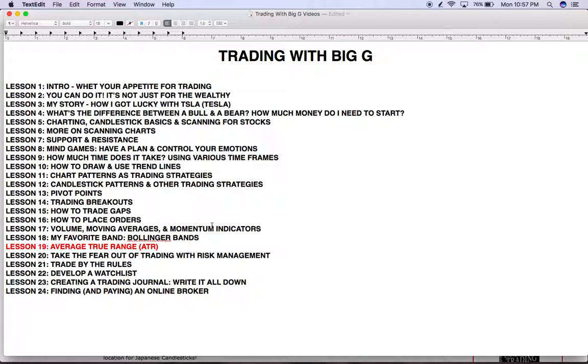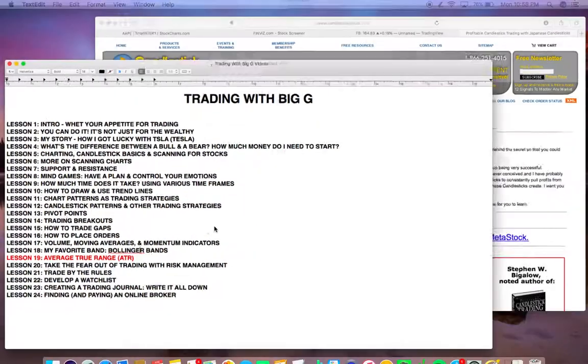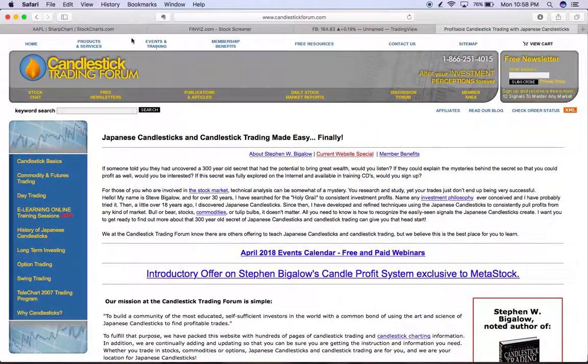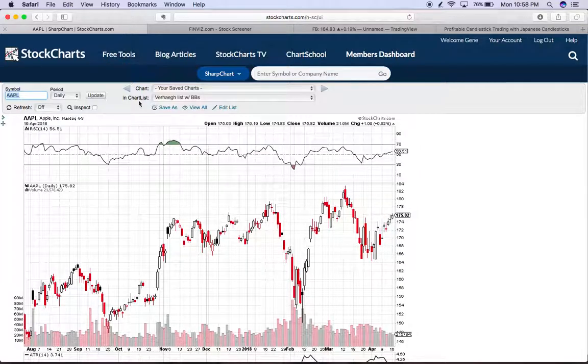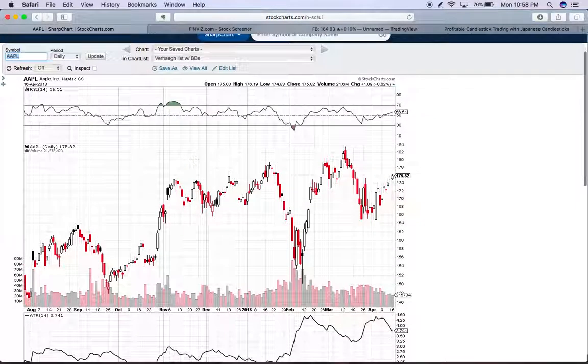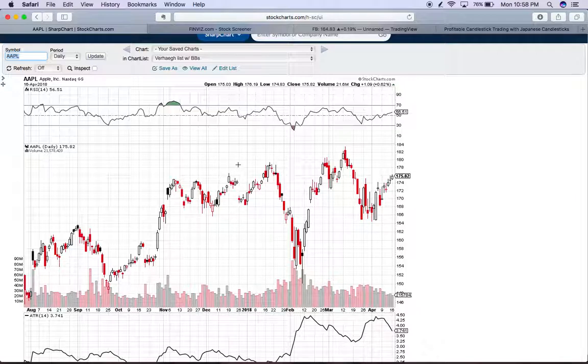Hopefully you've been learning something. So let's get into average true range, lesson 19, and we're going to go back over to stockcharts.com, and this is a simple candlestick chart of Apple, a daily chart. The average true range is kind of a measure of volatility of the stock. And by volatility, that's just a fancy word for how much the stock price moves at any given time.